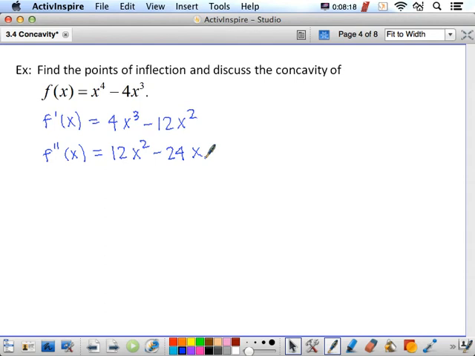It doesn't have a denominator. So I can take out a 12 and an x. And that's going to leave me with x minus 2. Is that right? So it looks like I have 2 critical numbers for the second derivative at 0 and positive 2. And that's where you're going to break your number line.